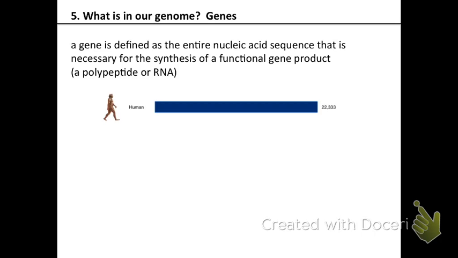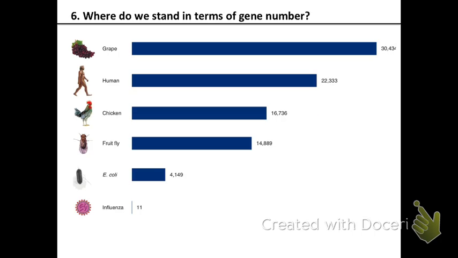And where do we stand with that number of genes compared to other organisms? We stand between grapes and chickens. So we have just about the same number of genes, just like many other animals have. And we have more genes than some of the more simple organisms like bacteria and viruses, right? But it's pretty amazing that the fruit fly also has almost as many genes as we do, right? And yeast has about 6,000 genes. That's not too bad for a one-cell organism.